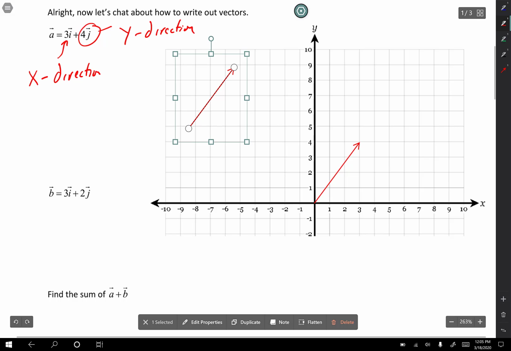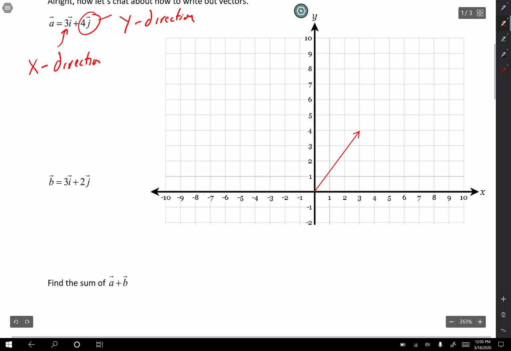Am I able to delete that? Let me delete that. Okay. So I'm going to go ahead and do this vector here in blue. So it says 3i plus 2j. And this is not the only way you could also display it. Let me display it a different way.